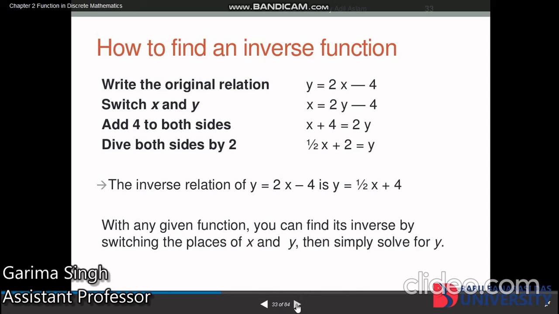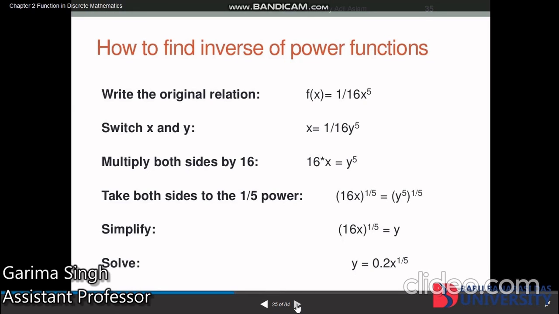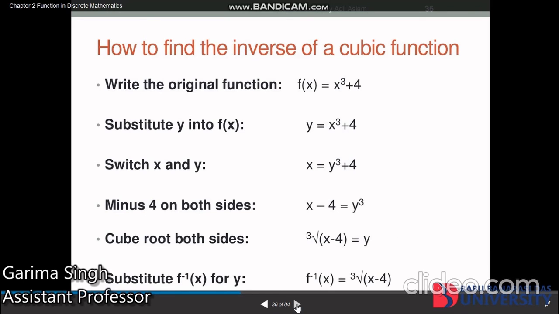How to find an inverse function? Write the original relation, switch x and y, add 4 to both sides, divide both by 2. This is the normal procedure that you can follow. This is another example, a complex one. How to find the inverse of power functions? This is the trick. You have to write down the original function and switch x and y, multiply both by 16, take both sides to the 1 upon 5th power, simplify, and you can solve. This is also an example.